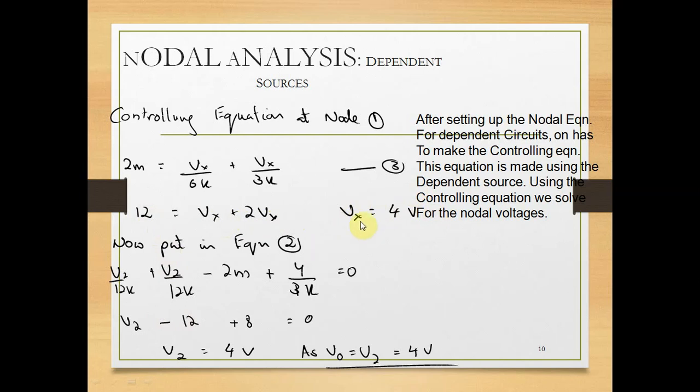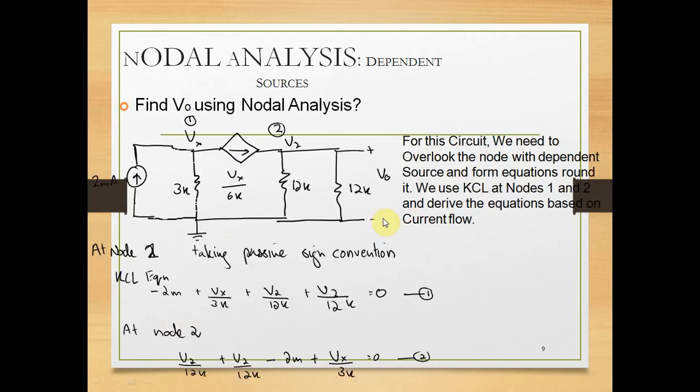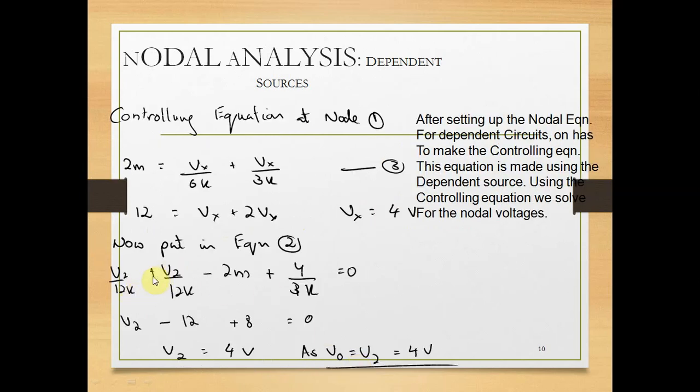Now put Vx equal to 4 in equation number 2. Then V2 upon 12 kilo ohm plus V2 upon 12 kilo ohm minus 2 milliampere plus 4 upon 3 kilo ohm is equal to 0. Again the denominator should be the same, so 4 into 2 is 8 upon 6 kilo ohm, which is equal to 0. Therefore V2 is equal to 4 volt.